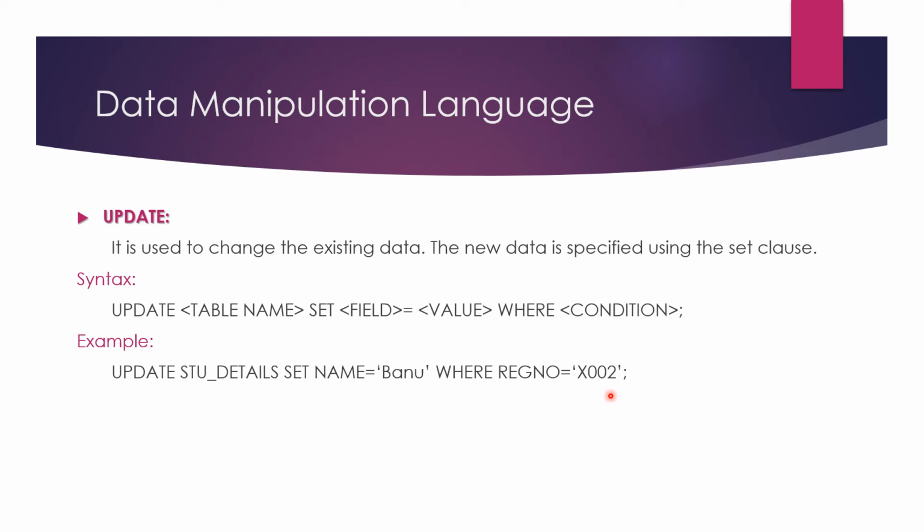When this query is executed, the control will check the table to see whether it has the register number X002. When the register number X002 is found, then the name field will be changed to Banu. The X002 register number's name field will be changed to Banu. So this will be the output of the update query.